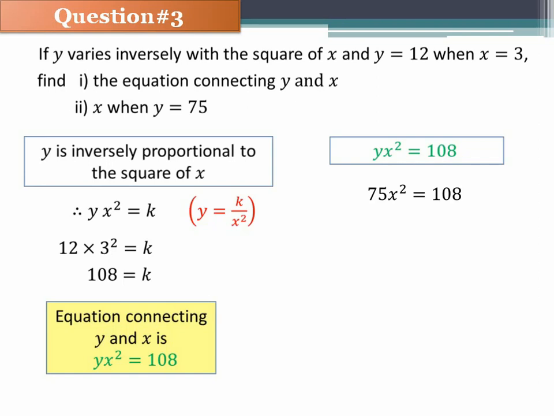Now 75 is the value of y. This is the second part of the question. 75 x square is equal to 108. Now x square is equal to 108 divided by 75. We got 1.44. Now take the square root. When you take the square root, x is simply equal to 1.2. There is a typing error in this question. This is simply x is equal to 1.2.